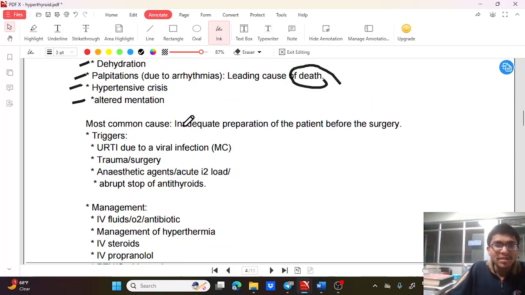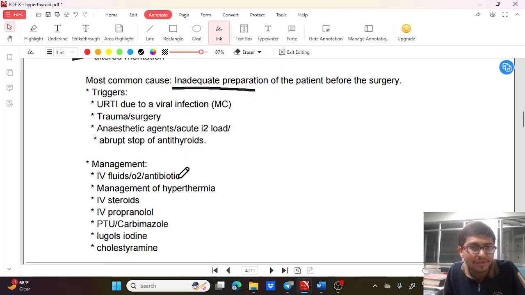So what are the causes? As we discussed, inadequate preparation before surgery, especially thyroid, and also others. Others are URTI due to viral infection, trauma or surgery, anesthesia, drugs, acute iodine load, abrupt stop of antithyroid drugs. So these are some of the triggers or factors for hyperthyroid crisis or thyroid storm.